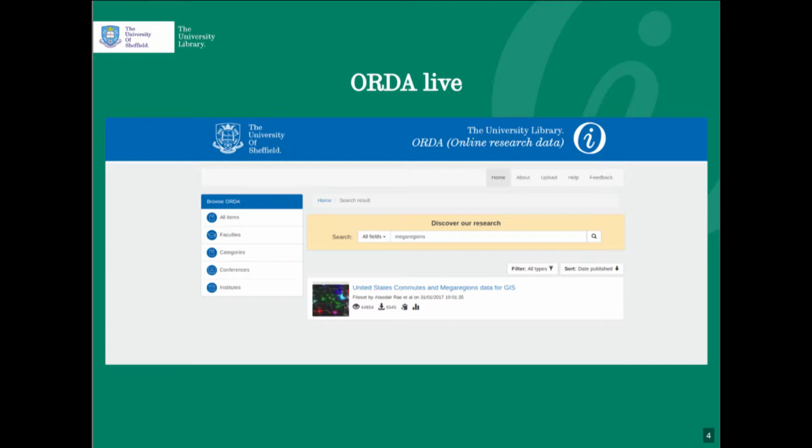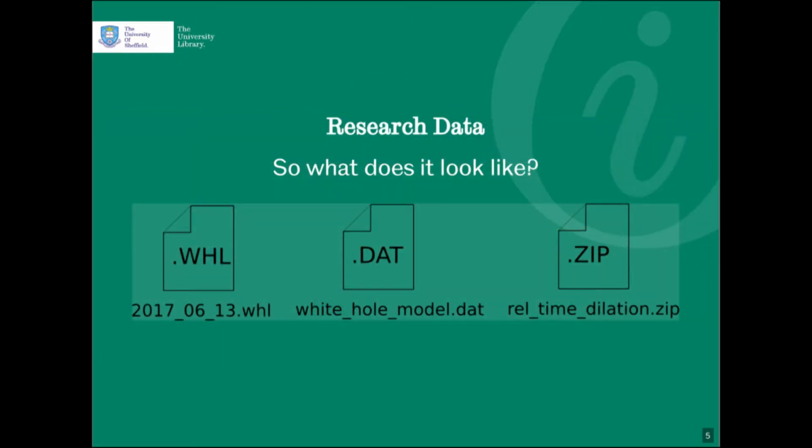But what do we actually put in there? What does this data look like? So this is an example of a typical data set. There's some stuff in there. What is a WHL file? I don't know. I'm guessing it's a white hole. We've got a .dat file. What's in that .dat file? Goodness knows. We've got a zip file. There's probably all sorts of other stuff inside there, presumably related to relative time dilation.